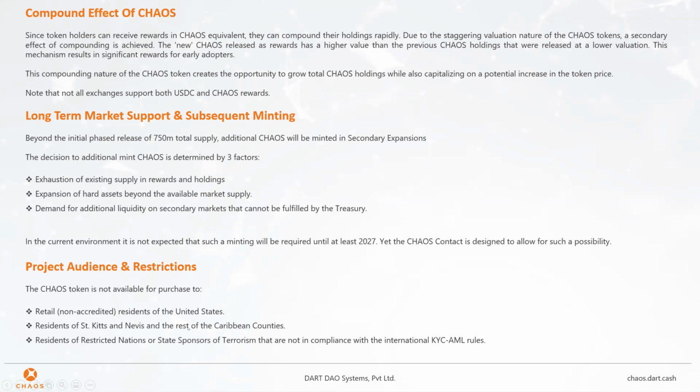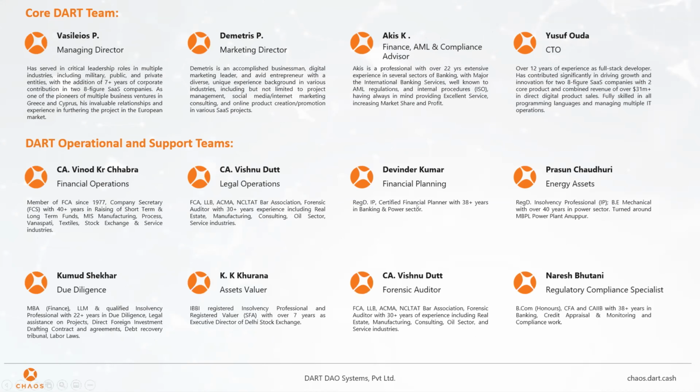Obviously, if you are purchasing on the Spectre exchange, you cannot purchase if you're a US citizen at all, regardless of whether you are retail or not. Residents of Nevis may not purchase the Chaos token, and any location that is on a restricted nations list or on state sponsor of terrorism and so on, that is just not in compliance with the international KYC AML rules, they cannot participate in that.